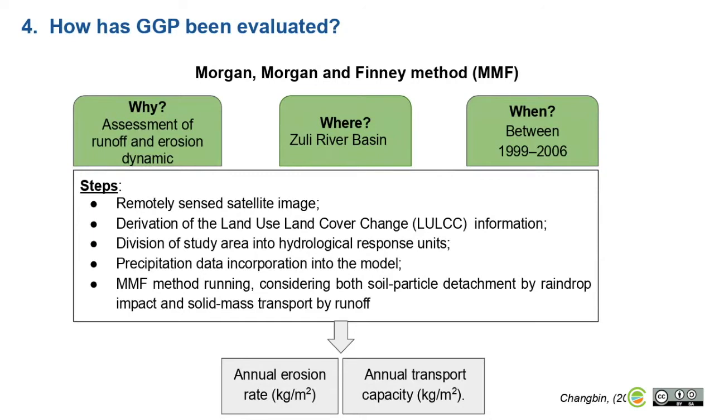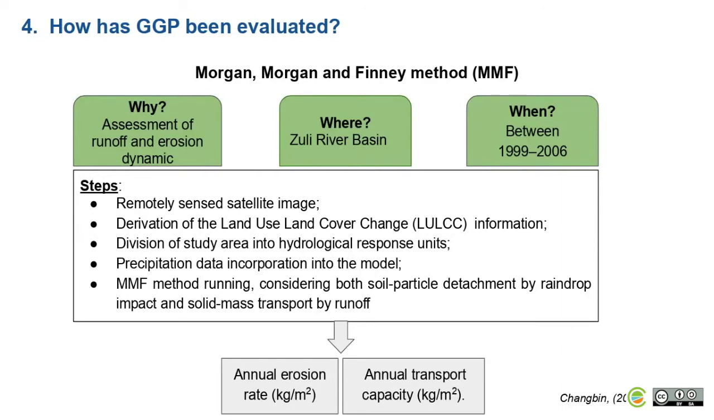between 1999 and 2006. So this method starts with remotely sensed satellite images, and from these images, the land use land cover change was derived. And after this, the study area has been divided into different hydrological units, and a hydrological unit is defined as a unit with the same hydrological characteristics.